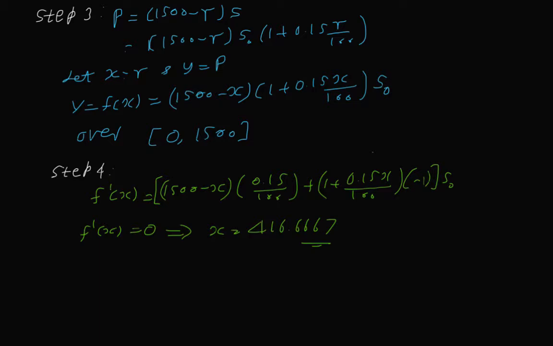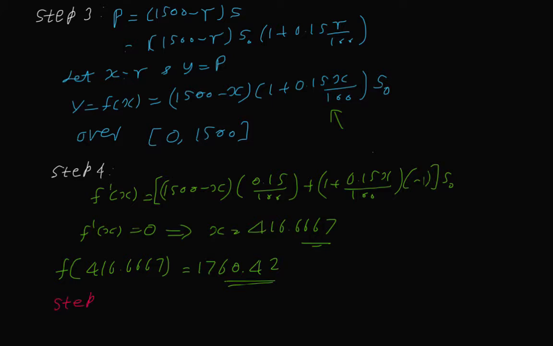So this means you will get the maximum value of f of x at x equal to 416.6667. So how do we find the maximum? Just plug 416.6667 into the equation of f of x. So you will get 1760.42. So this is the maximum value of the function.